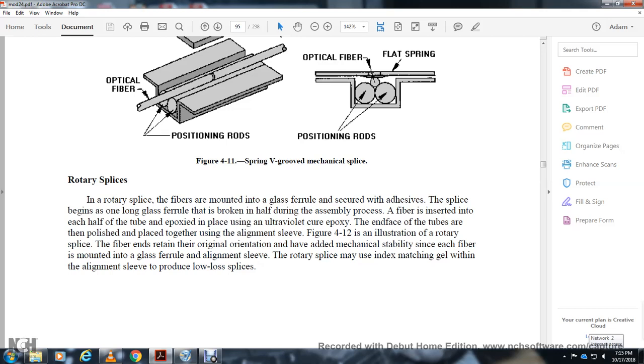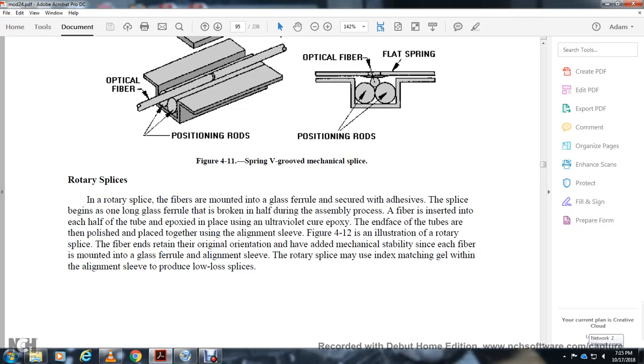In a rotary splice, the fibers are mounted in a glass ferrule with adhesive. To begin with, one glass ferrule is cleaved, and for each half the assembly process, the fibers are inserted into each half of the tube, with the epoxy held in place with ultraviolet cure epoxy. The end face of the tube is polished and placed together with an alignment sleeve. Figure 4.12 illustrates the rotary splice.